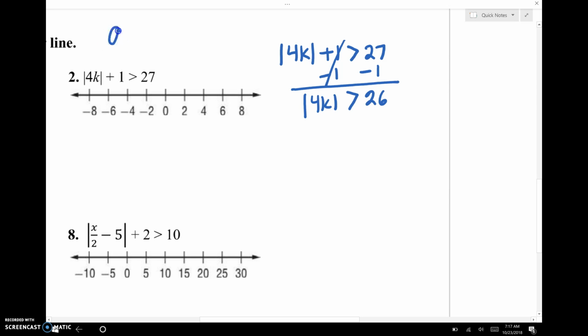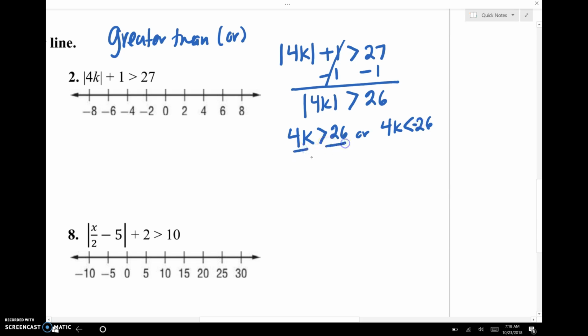You notice that we have greater than, so it will be an or compound inequality. So therefore we have 4k is greater than 26, or 4k is less than negative 26. So we're going to go ahead and divide both sides by 4.